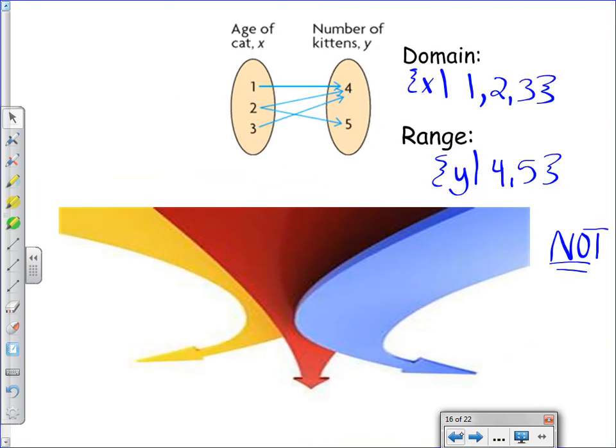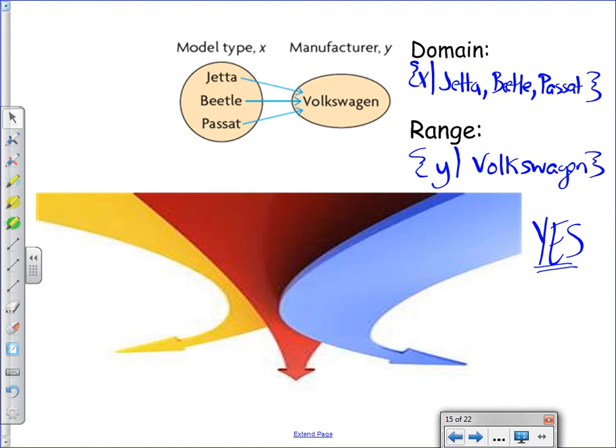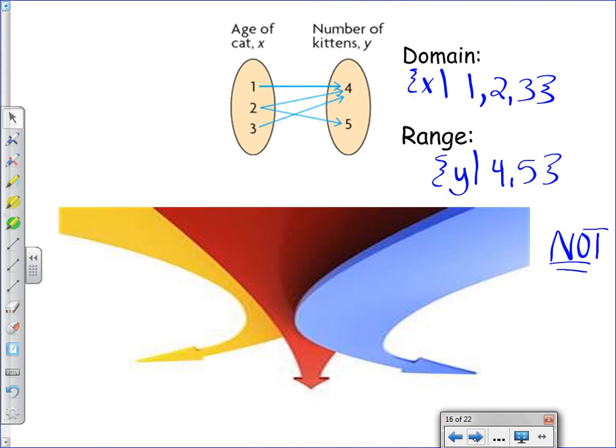This one here, the Volkswagen, you want to go back to? Okay, if I look here, the first element is mapped to one unique y. So a Jetta is a Volkswagen, a Beetle is a Volkswagen, a Passat is a Volkswagen. If I go to the next one here, 1 is mapped to 4. 2 is mapped to 4, but 2 is also mapped to 5. That's not unique. Because it has that double line going there, it's not a function.